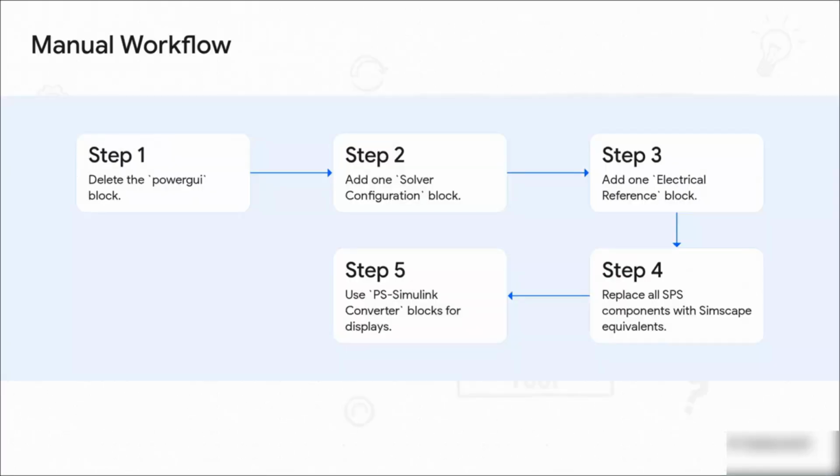So, your manual workflow is going to look like this. Step 1, delete the old Powergui block. Just get it out of there. Step 2, add one and only one solver configuration block to your network. Step 3, add one electrical reference block to be your ground. Step 4, and this is the big one, methodically go through and replace every single old SPS block with its new Simscape equivalent. And finally, step 5, wire up your scopes and displays using those essential PS-Simulink converter blocks.